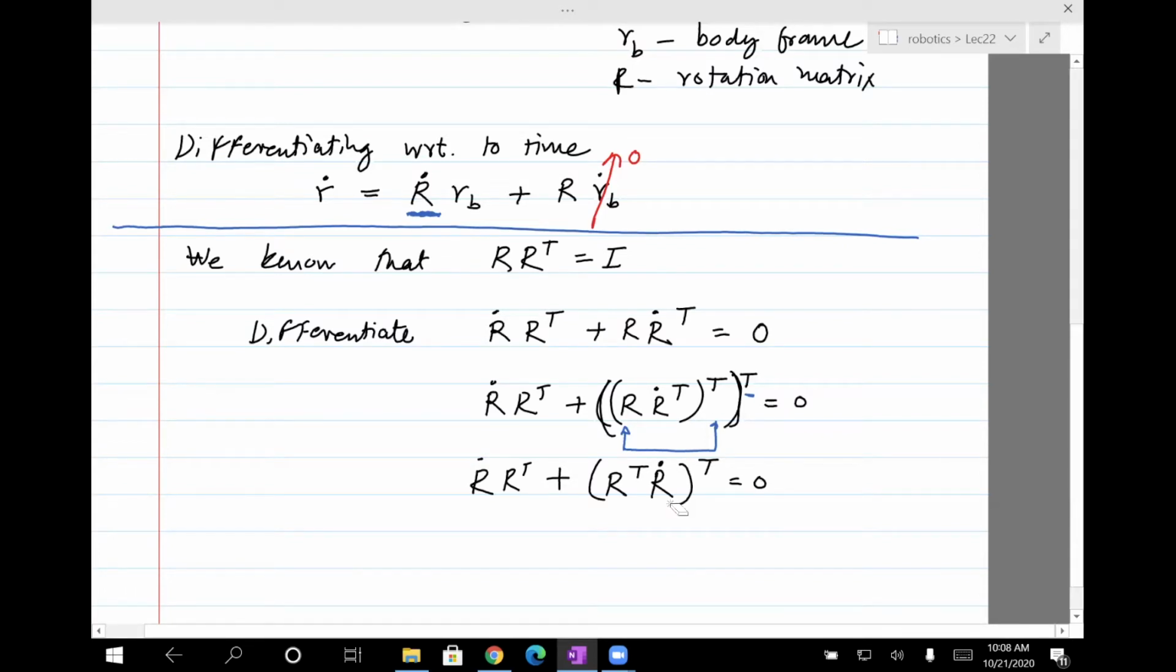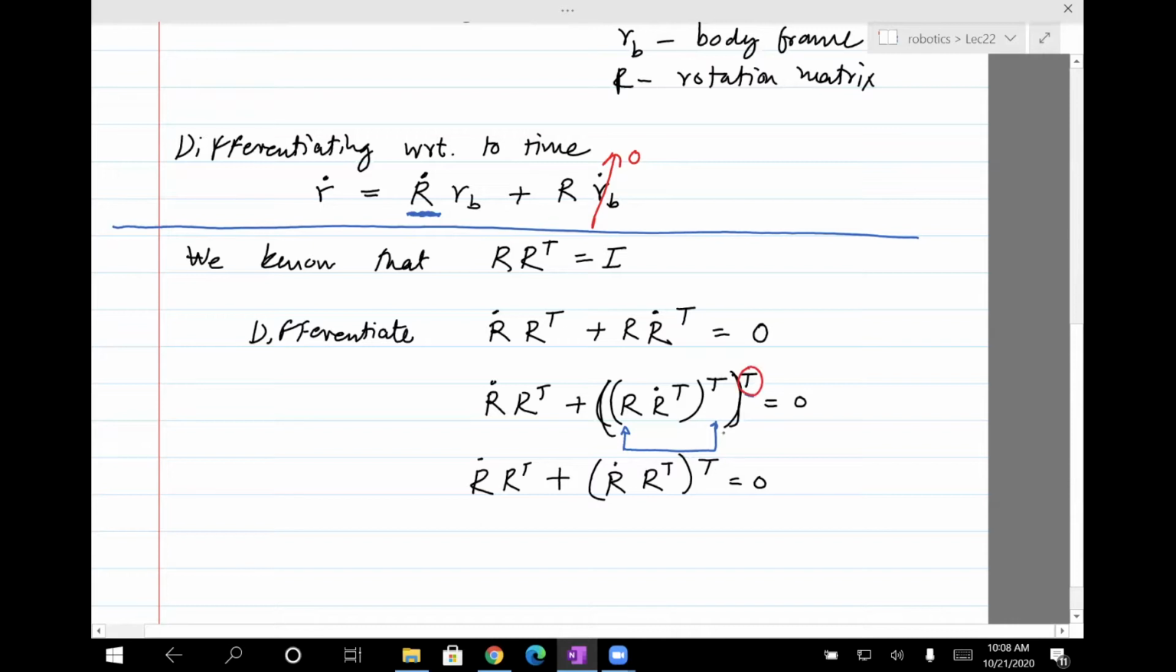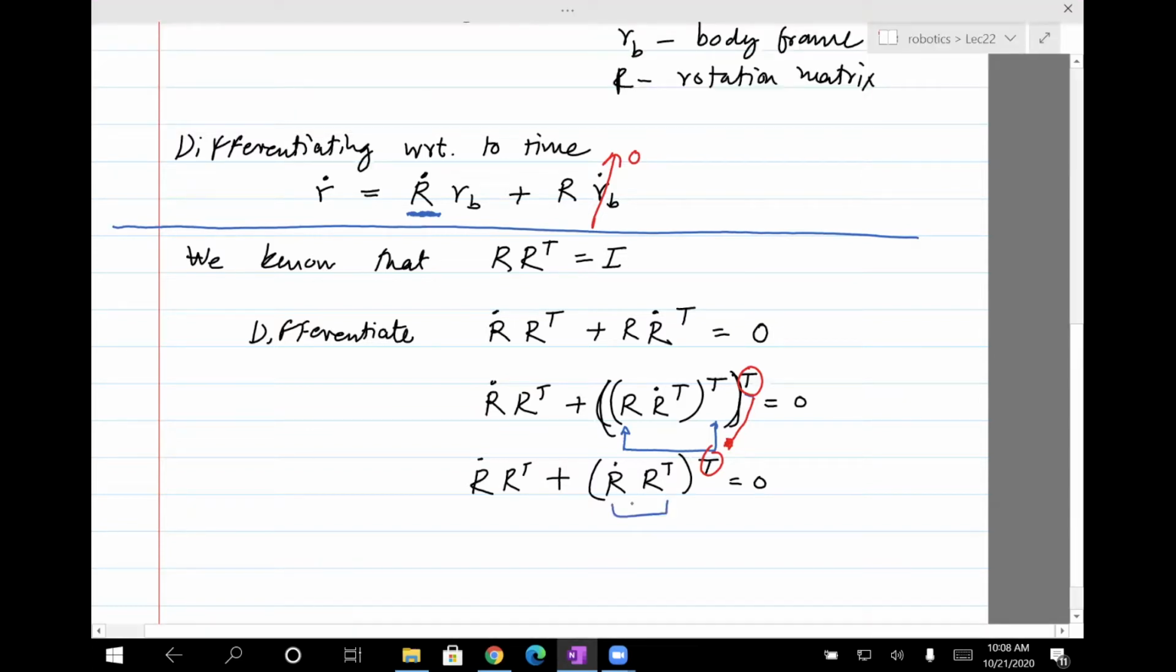I made a mistake here. Sorry. So this should be written as R dot times R transpose. This is a bit confusing the way it is here. This is the same transpose, that doesn't change. What I've changed is the thing inside the blue highlight. This is what has changed.